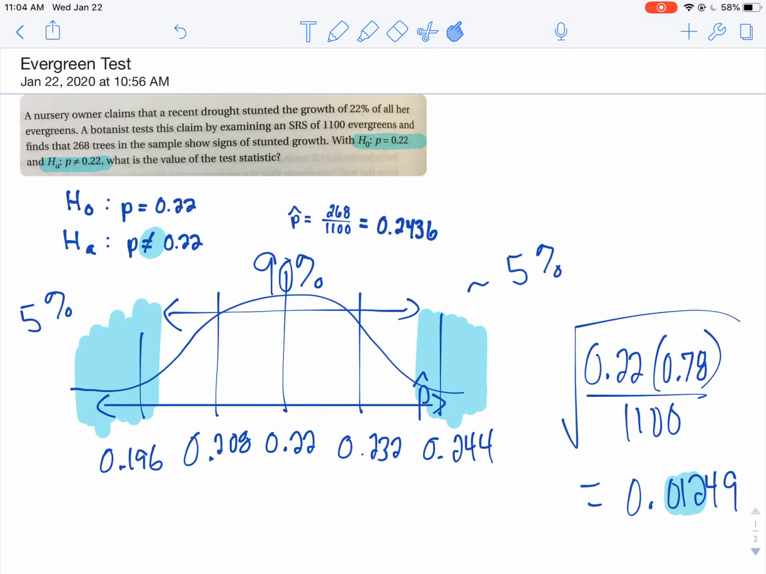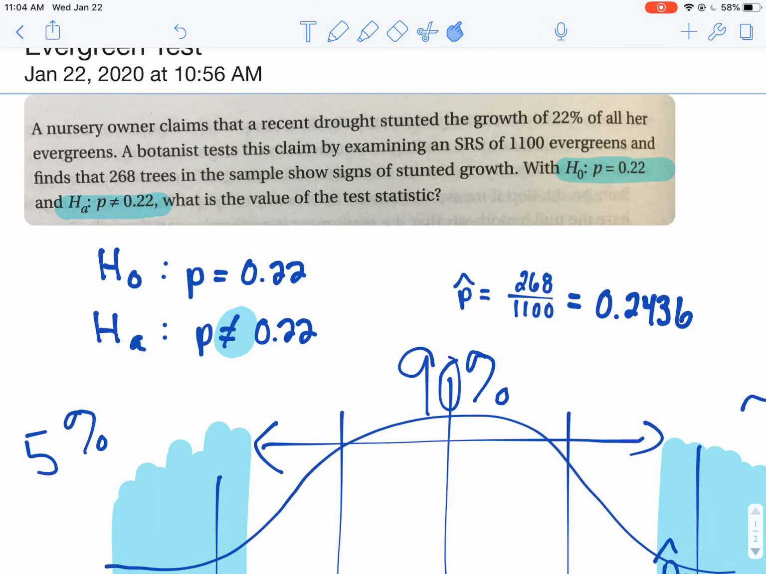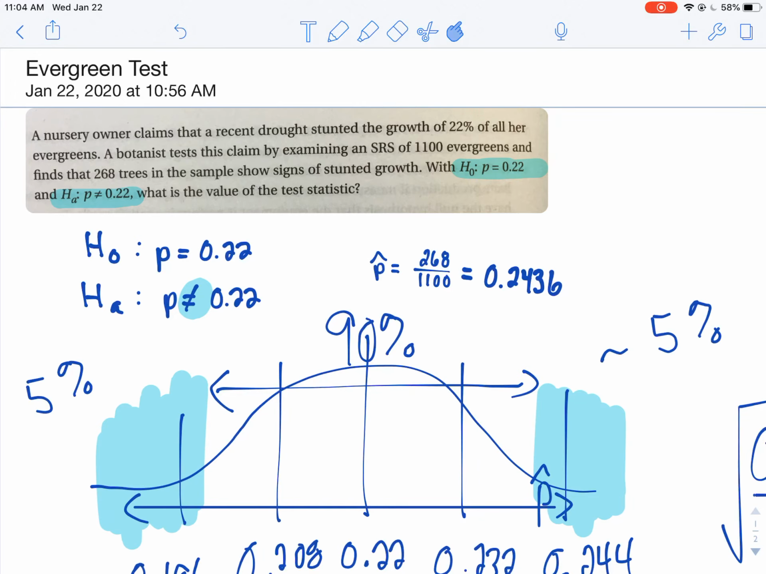Hi, I'm talking a little bit today about two-sided hypothesis testing. So you'll see here I have a situation where a nursery owner claims that recent drought stunted the growth of 22% of evergreens. A botanist claims that they examined 1,100 and they found that 268 showed signs of stunted growth. So we have our null here, which is that 22% had stunted growth. Our alternate here is that it just wasn't 22%. It can be greater or it can be less.